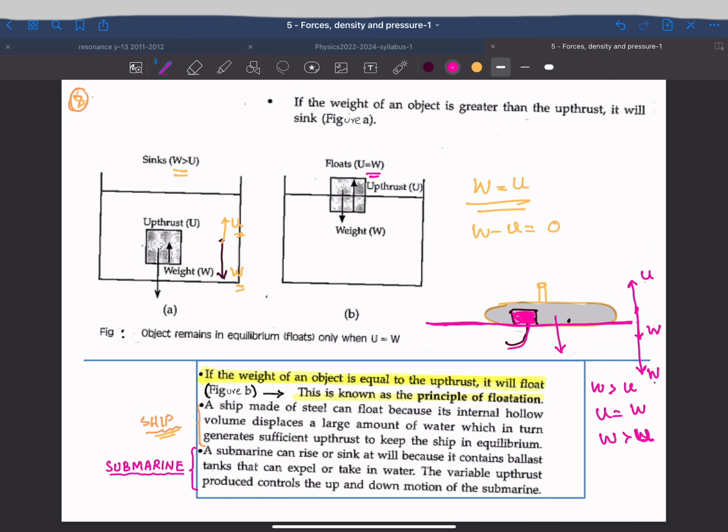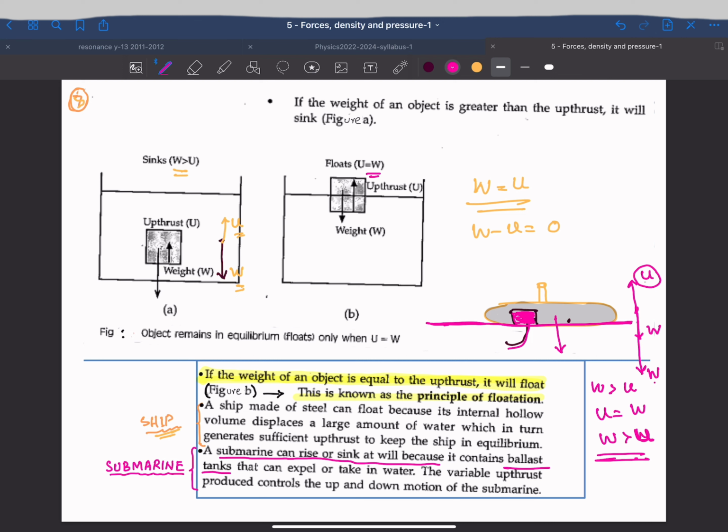It means that you can control the sinking or rising of the submarine by controlling the amount of water which is going into the blast tanks. Basically you are controlling the weight of the submarine. As I said, the amount of water displaced by the submarine will always be the same, so whatever the weight of the submarine, the amount of water displaced is giving us the upthrust. So upthrust is always the same. Basically what we are doing is changing the value of weight. So this is very, very important.